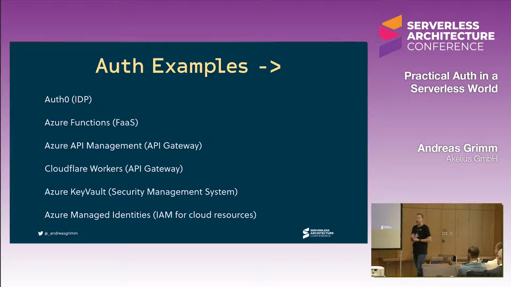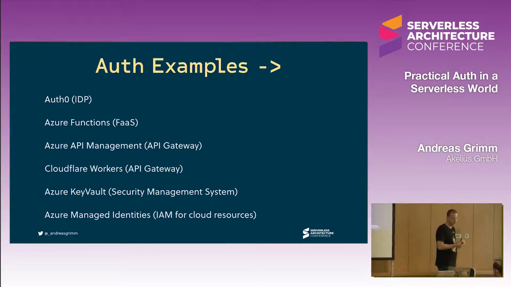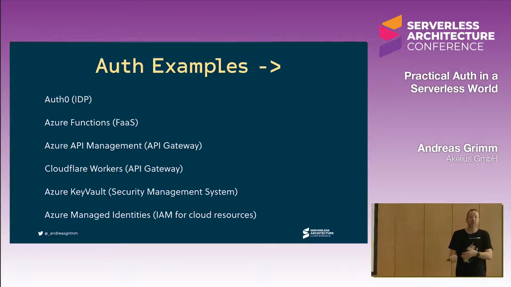Okay, in our Auth examples that we'll see, we use, as I already said, Auth0. We use Azure Functions. We briefly touch on Azure API Management. We see an example with Cloudflare Workers, which is Cloudflare's version of serverless. And we see how Azure Key Vault and Azure Managed Identities saves our day, which is the equivalent to AWS Secrets Manager or the Parameter Store and IAM roles on AWS if you're more familiar with AWS.